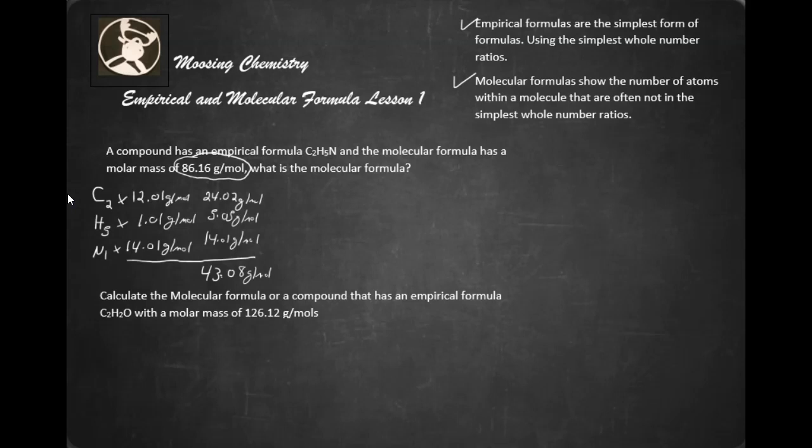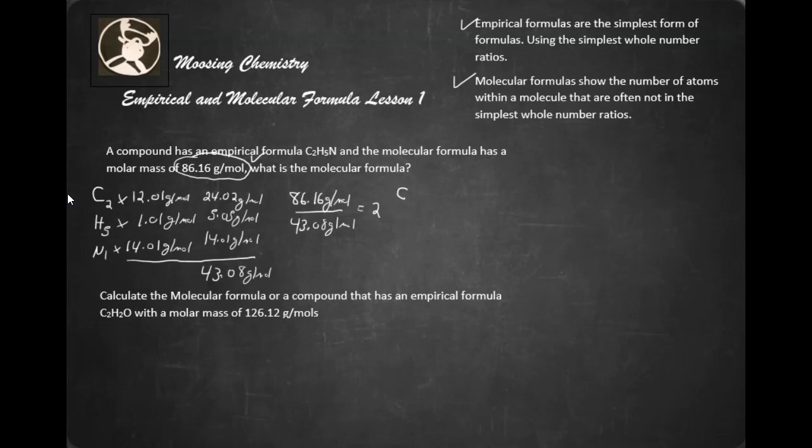All right, so now we're going to take this 86.16 grams per mole and we're going to divide it by 43.08. So 86.16 grams per mole, and we divide it by 43.08 grams per mole, and that gives me approximately 2. So then what we're going to do is we're going to take the formula C2H5N and multiply each individual element by 2.